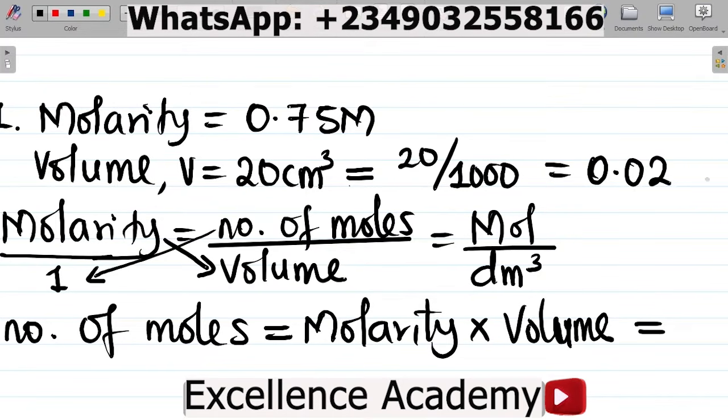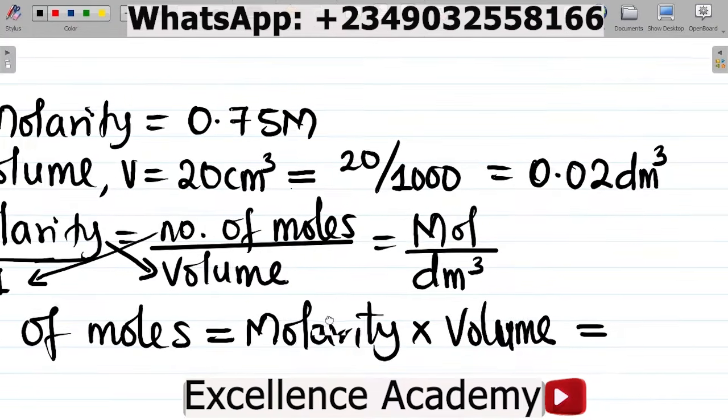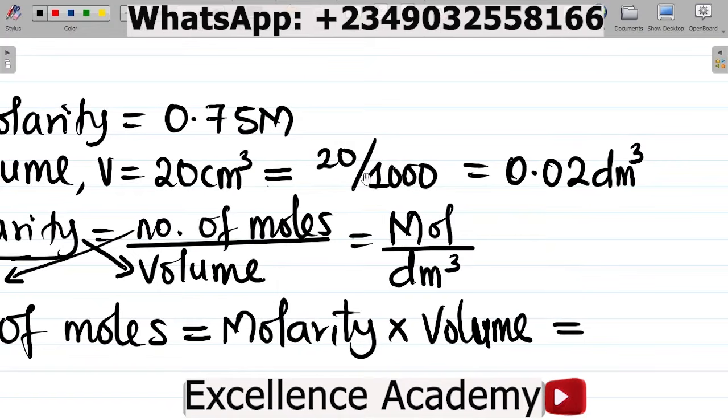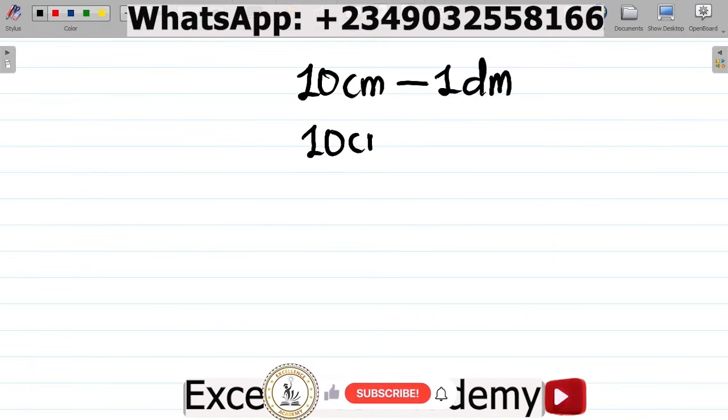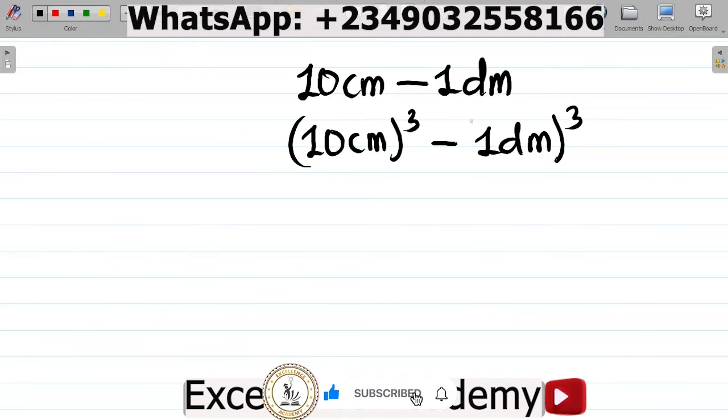0.02 dm cube. So you've now converted from cm cube to dm cube. And if you want to know why we're dividing by 1000, let me show you how that is done. Recall that we have 10 centimeters making 1 decimeter. If I cube both sides, it becomes 10 cm, cubed. This would be equal to 1 dm, also cubed. This cube affects 10. 10 cubed becomes 1000.